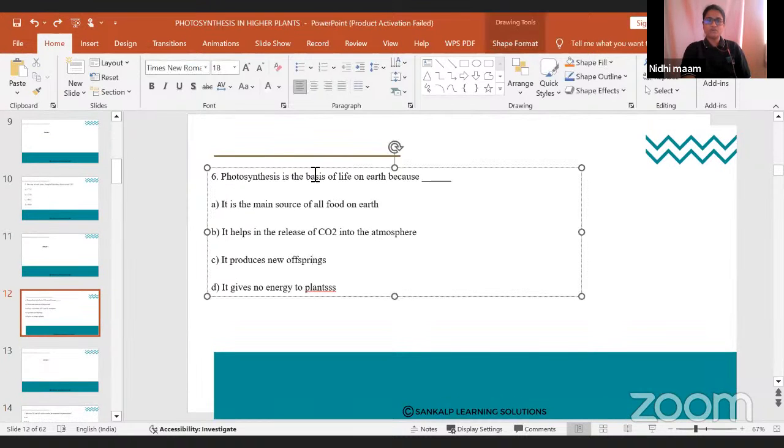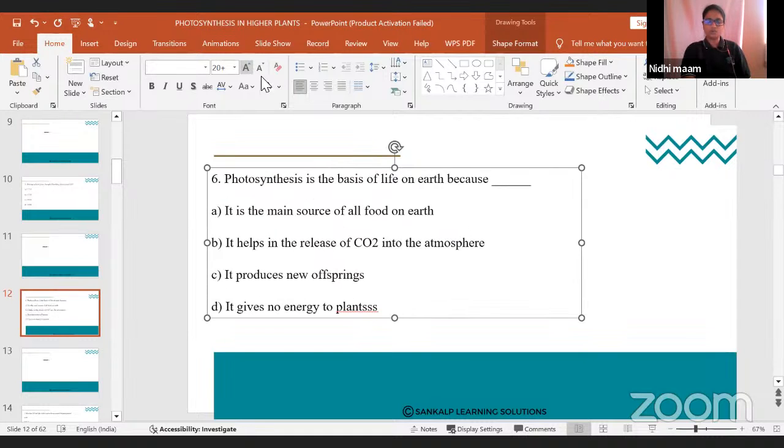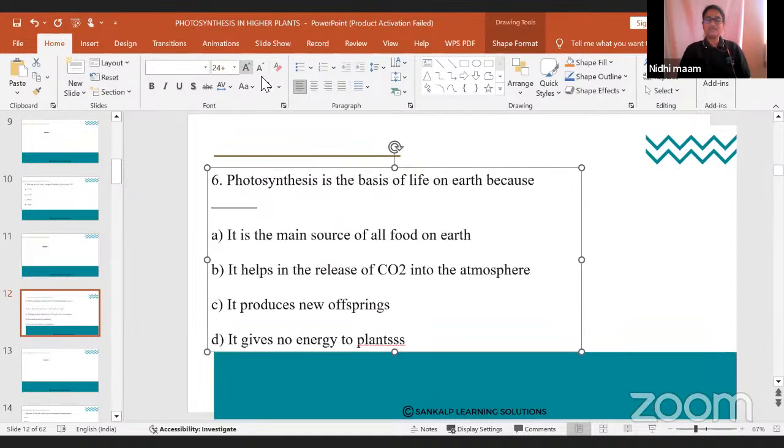Next question. Photosynthesis is the basis of life on earth. We call photosynthesis the foundation or basis of life. Why? It is the main source of all food on earth.